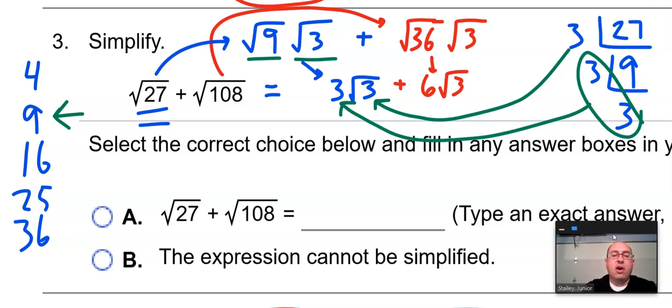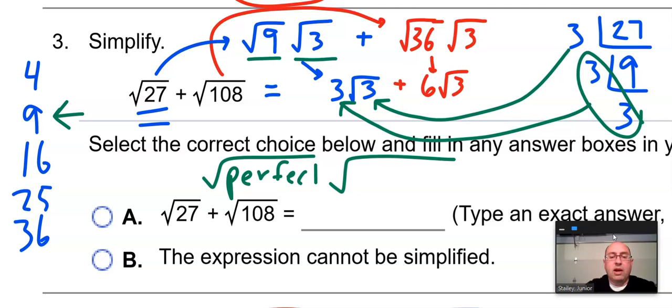So what I have are basically, in one category, the perfect values, and in the other category, the leftover values. Okay, and so the 3 in this case was leftover, the 9 was perfect. When you take the square root of 9, obviously you end up with 3. So 3 radical 3 is the same thing as the square root of 27.